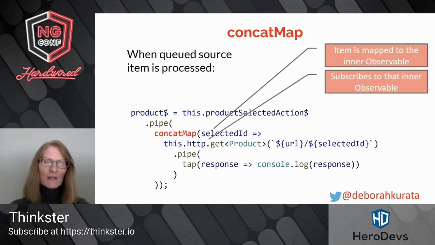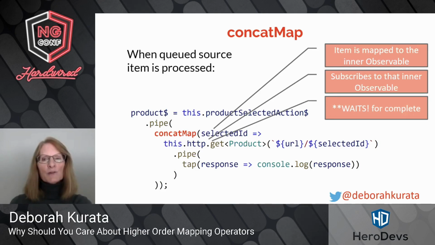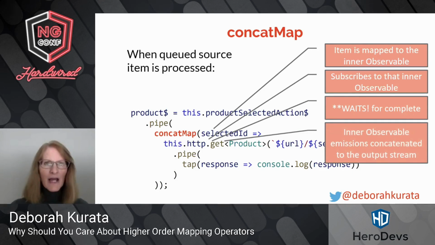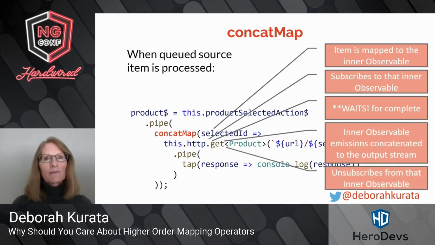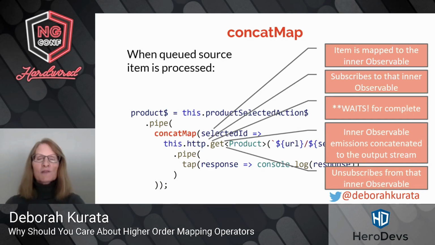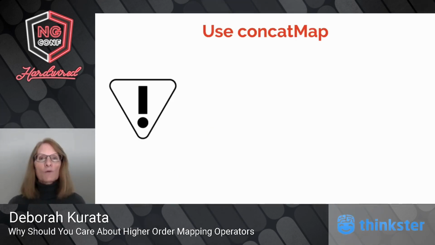And another thing different about concatMap than mergeMap is that it waits. So this code is going to just stop and wait till that response is returned. Then it's going to concatenate it to the output stream and unsubscribe. Only then does it take the next one off the queue. So it's going to be processing them one at a time, which is really good if you want to ensure that these are going to happen in sequence.